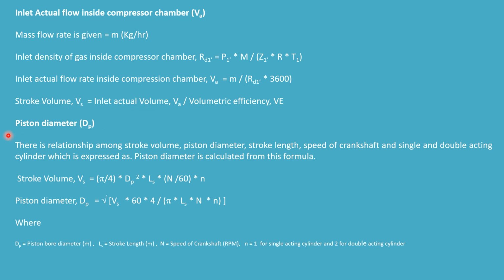Once the stroke volume is known, then we can calculate piston diameter. कैसे? There is a relationship among the stroke volume, piston diameter, stroke length, speed of the crankshaft, single and double acting cylinder, which is expressed as the stroke volume Vs is equal to pi by 4 into dp square into Ls into N upon 60 into small n, through which we can calculate piston diameter dp is equal to the square root of (Vs into 60 into 4 upon (pi into Ls into capital N into small n)), where dp is the piston diameter, Ls is the stroke length in meter, N is the speed of the crankshaft in RPM, and small n is equal to 1 for single acting and 2 for double acting. So through which we can calculate piston diameter.